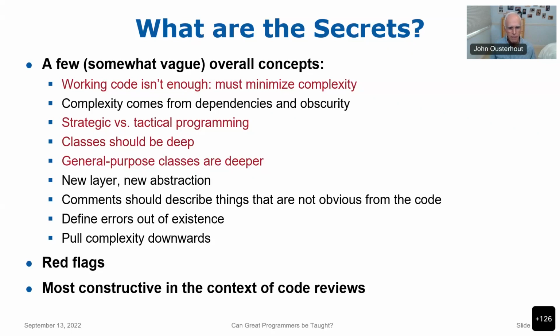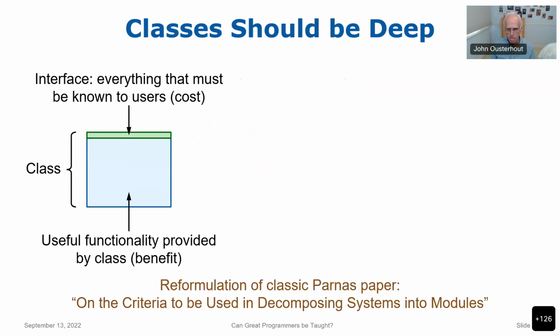Okay, so now let's look at some of the pieces of philosophy. And I want to start with classes should be deep, maybe the single most important concept of them all. What does that mean? So one way to think about this is to imagine a class as a rectangle where the area of the rectangle represents the useful functionality it provides, whatever features it provides.